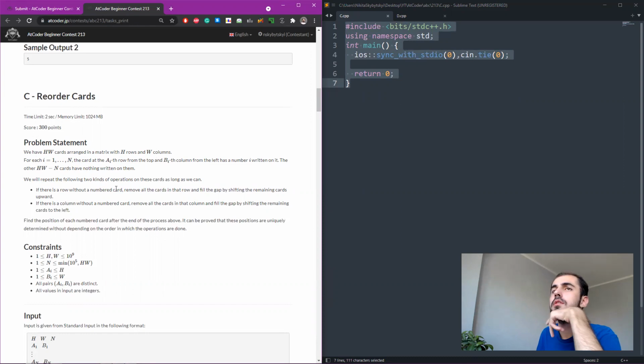We will repeat the following two kinds of operation on those cards as long as we can. If there is a row without a numbered card, we remove all the cards in that row and fill the gap by shifting the remaining cards upward. If there is a column without a numbered card, we remove the column. Okay. Find the position of each numbered card after the end of the process above.